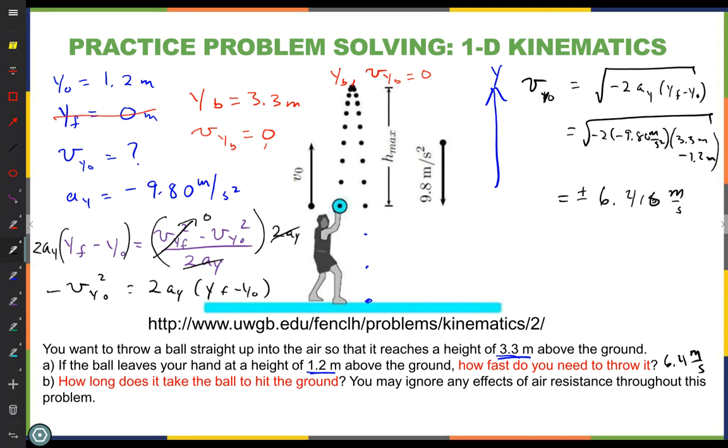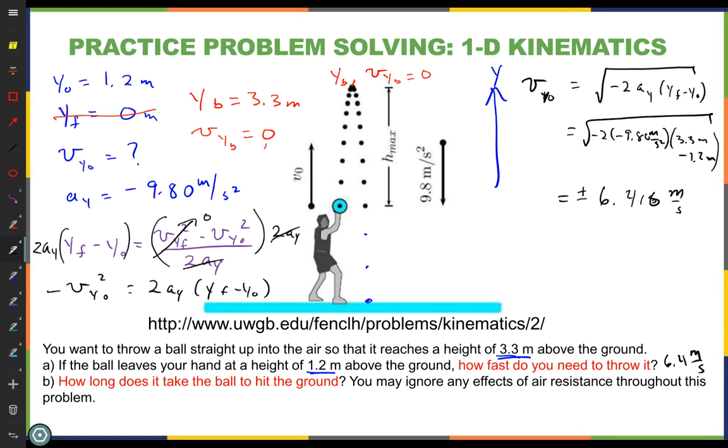Now for the next part, how long does it take to hit the ground? You have a question, Paris? Would it be okay if we put, let's say, 4 digits like that, but we put a bar over the 4? Yes. If you put 4 digits and put a bar over the 4, that tells me he knows it's only good to this digit. That's perfect. Part B, how long does it take to hit the ground?